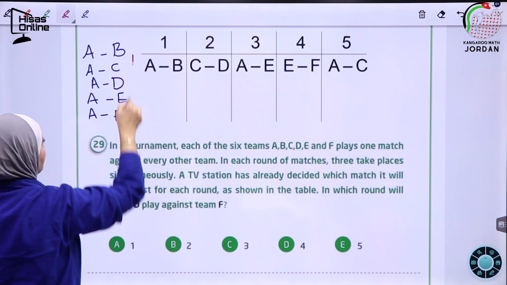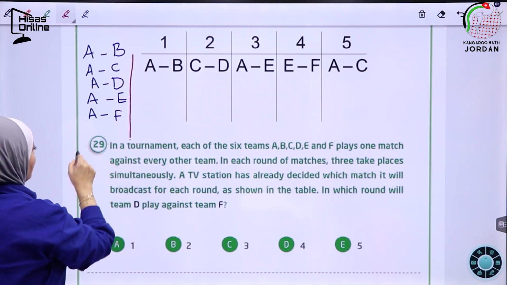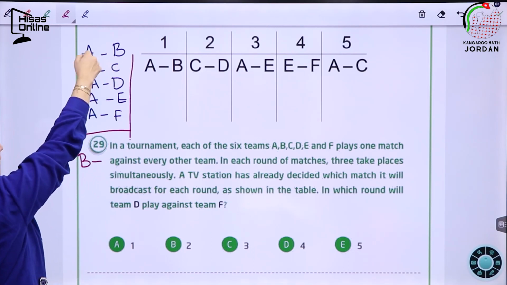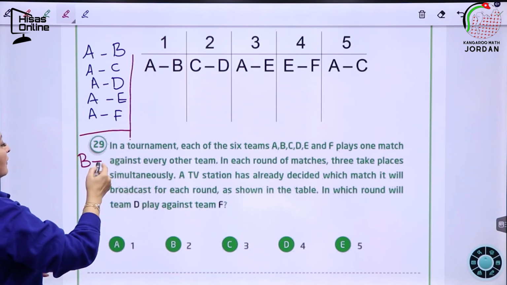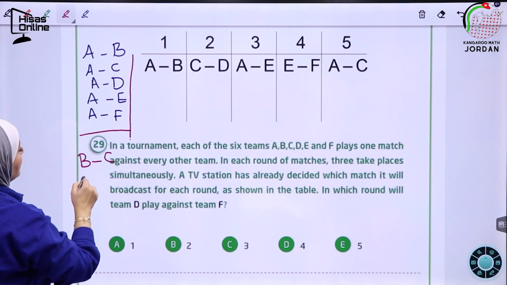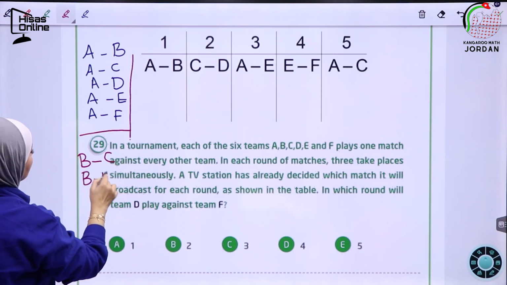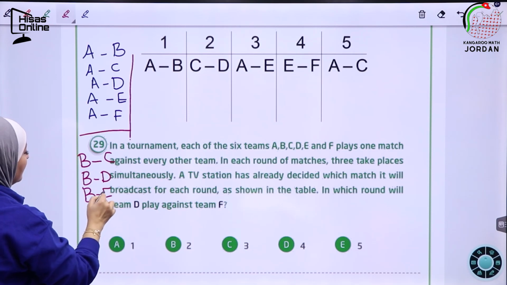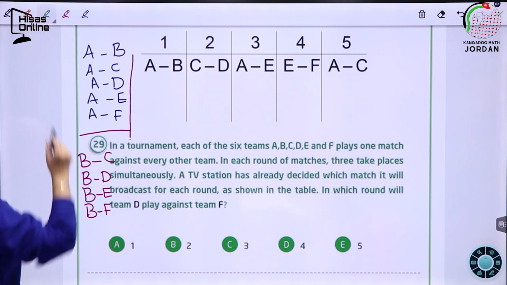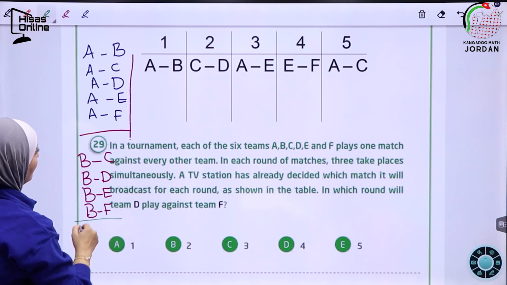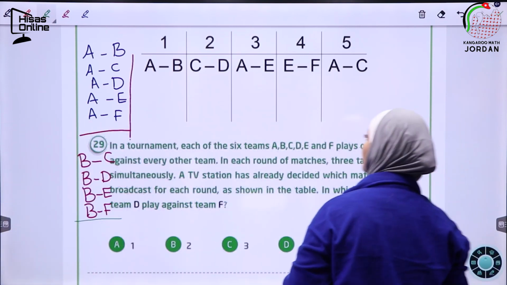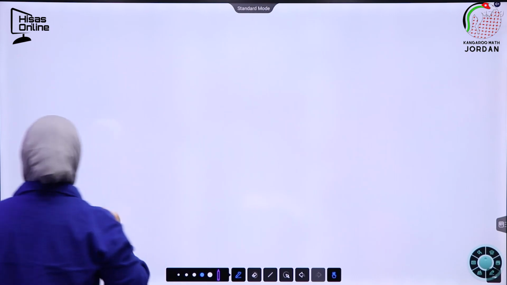Where can I write more? Okay, I'll use this part. B will play with A. This is an already played match, so I'm not going to repeat it. So B is going to play against C, or B with D, B with E, and B with F. Good. Okay, you know what? I will use the whiteboard. I'll write them here, all options.